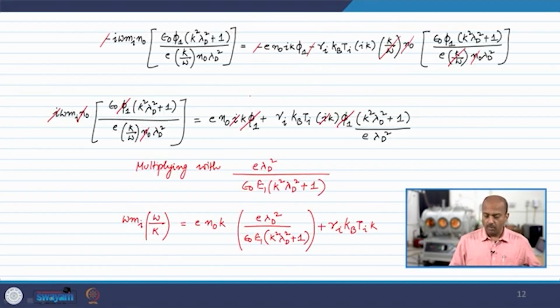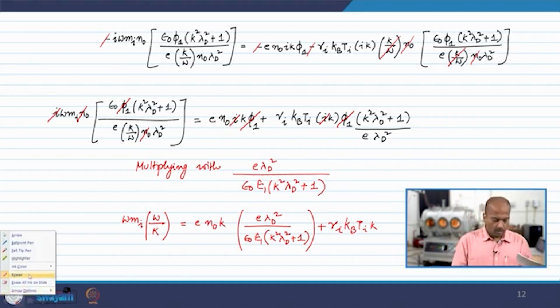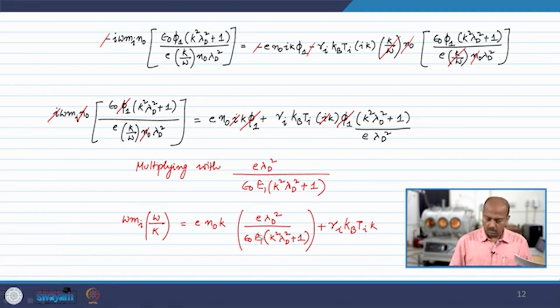So if you go back, what do you see here? You have all this k square e lambda d square times. So here we wrote something by mistake. This e1 is not there. Since phi 1 has already been cancelled, it should be e lambda d square by epsilon naught. So we are actually multiplying with this factor. That's it. This one.